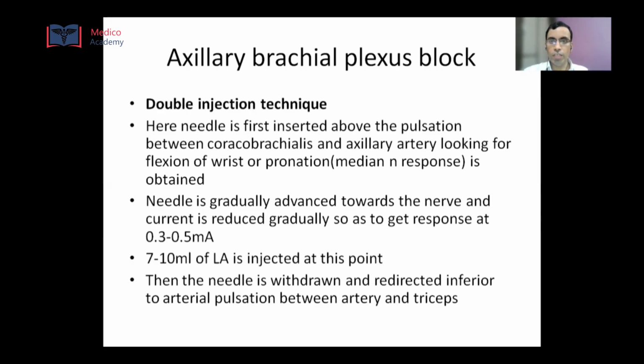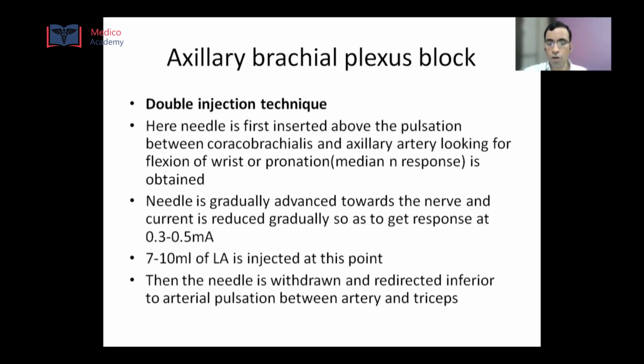For giving this block with the help of double injection technique, which is actually a better technique, the needle is first inserted above the pulsations between the axillary artery and the coracobrachialis muscle, looking for flexion of wrist or pronation, that is the response in median nerve territory. The needle is gradually advanced towards the nerve. Initially, the current strength is kept at around 1 milliampere, and then gradually it is reduced so as to obtain the response at around 0.5 milliampere. Once adequate response is achieved, 7 to 10 ml of local anesthetic is injected at that point.